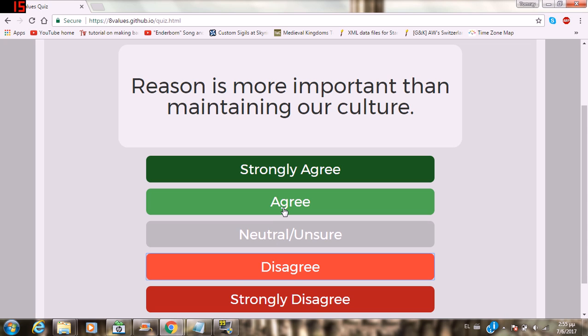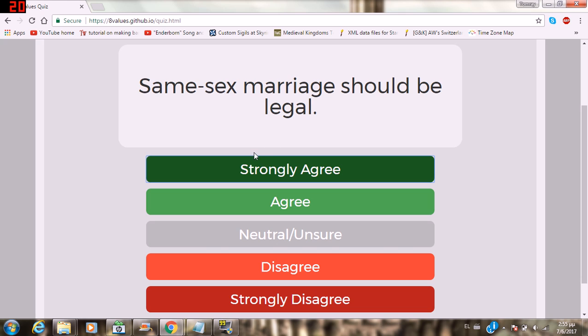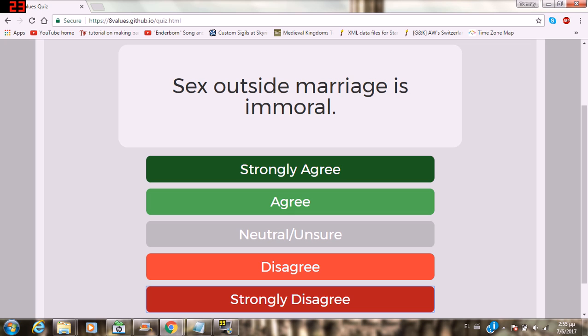Well, I have to agree. Irrational. I don't see why irrational traditions need to be kept. Drug use should be legalized or decriminalized. Yep. Same-sex marriage should be legal. Yep. No culture is superior to others. No. There are cultures that are superior to others.